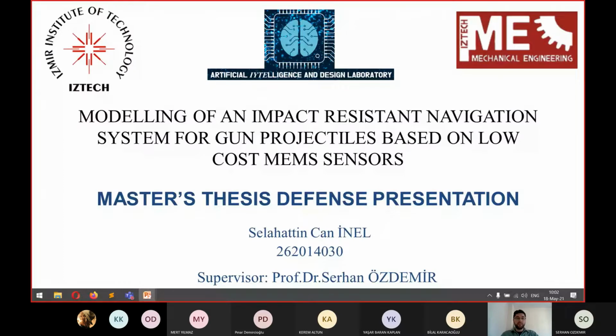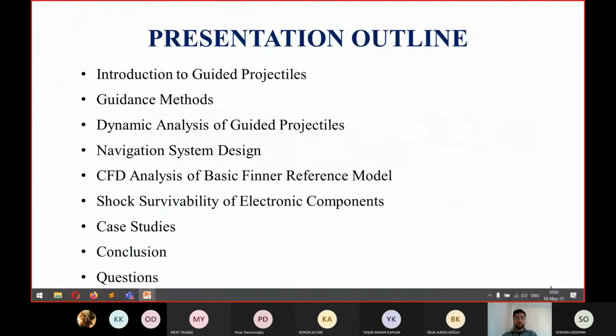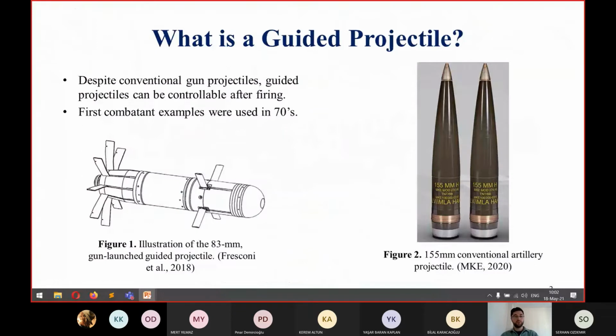My title is, as you see, Modeling of an Impact Resistant Navigation System for gun projectiles based on low-cost MEMS sensor. And I'm going to advance according to this outline. In brief, I can group my thesis under three main sections: the navigation system design, CFD analysis, and shock survivability of electronic components.